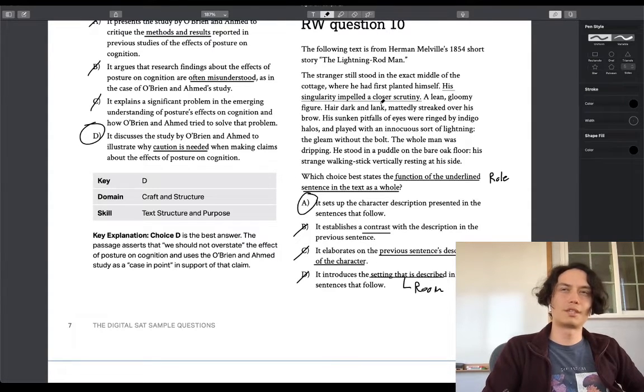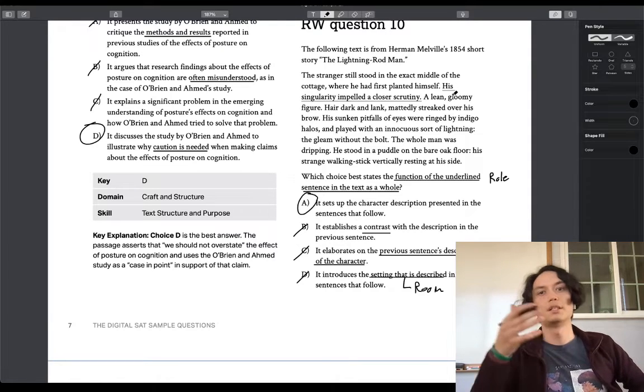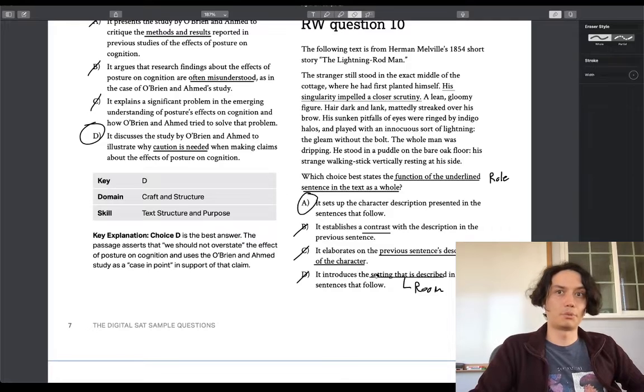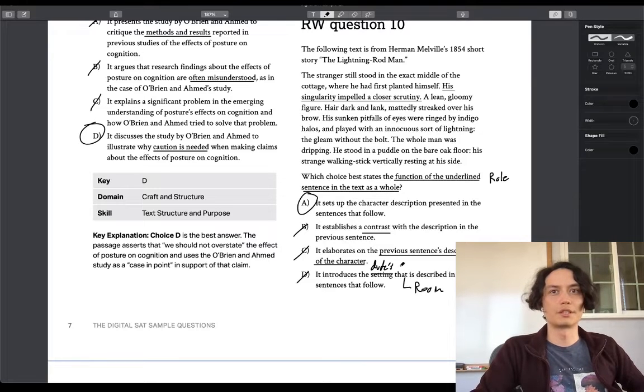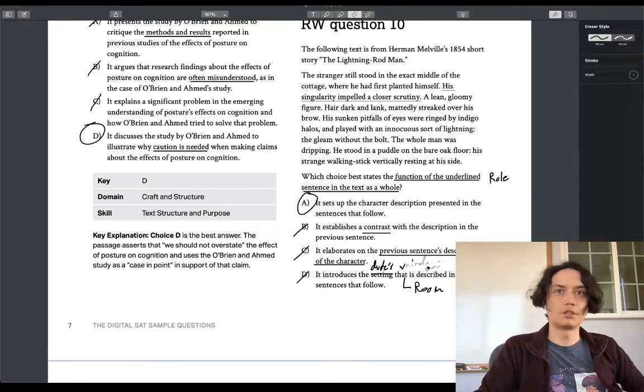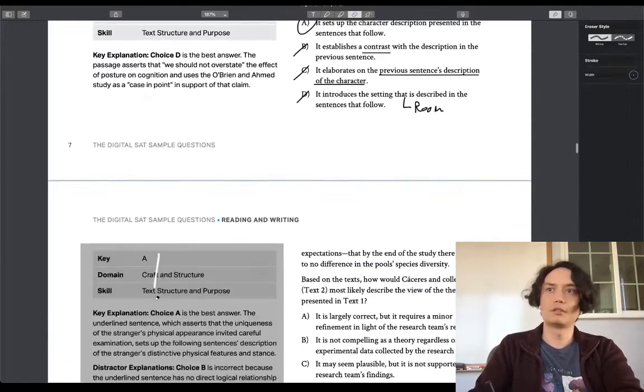So this is going to introduce, this is wrong because describing a person is not the same thing as describing a setting. Otherwise, it's completely right. We could say it introduces the dude. Yeah, like the dude's weirdness, that is described in the sentences to follow, and now it's right. It's just that you can't use the word setting because that means the room, the physical setting. All right, hopefully it's A.